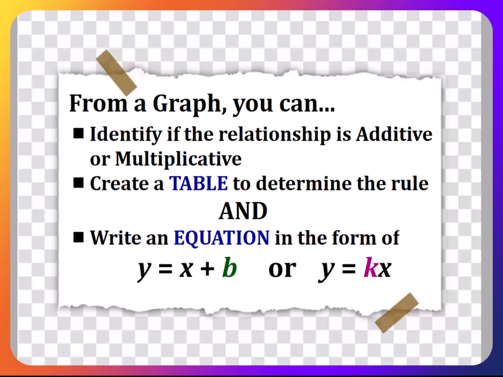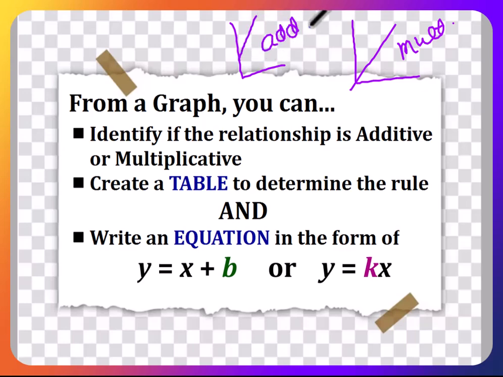Okay, from a graph, you can identify if the relationship is going to be additive or multiplicative. So we learned that if the line of our graph goes through the origin, then it is multiplicative. If it does not go through the origin, then it is going to be an additive relationship.